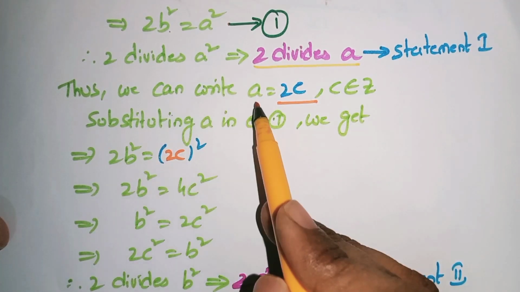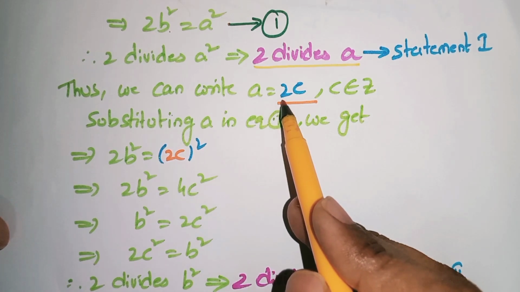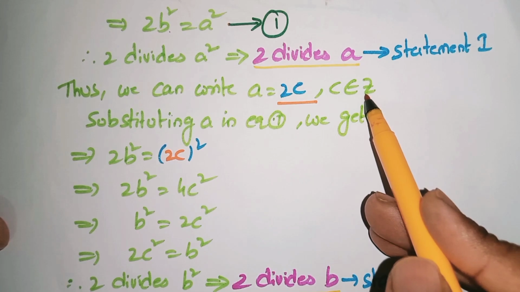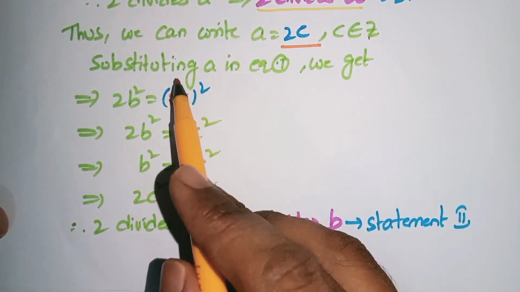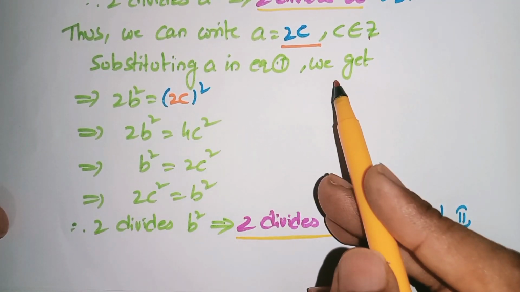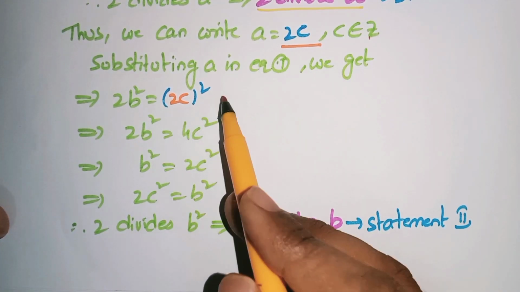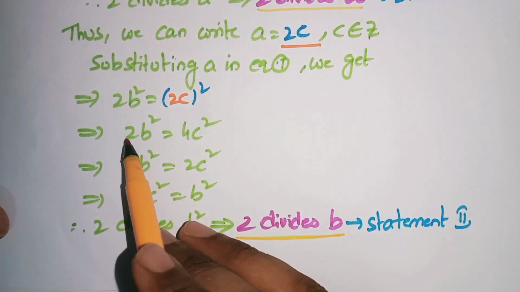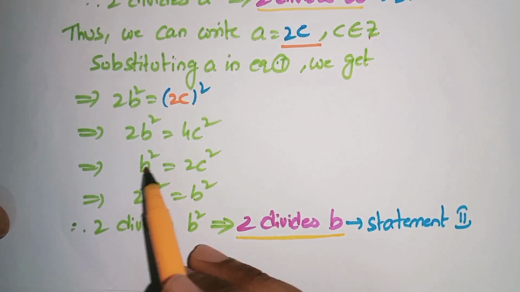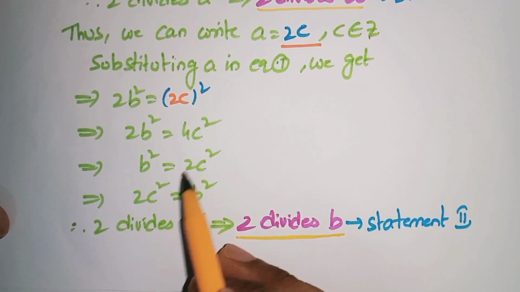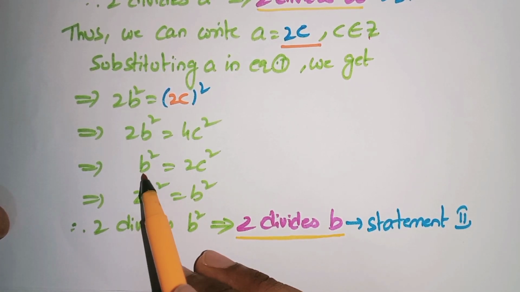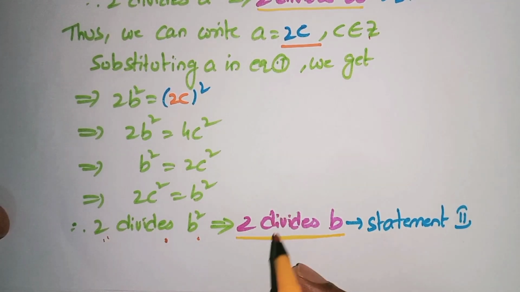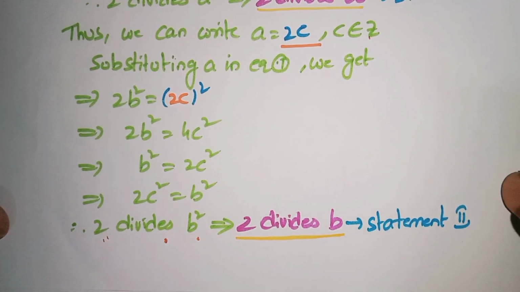Thus, we can express A as 2 into some constant number C, where C belongs to the set of integers. Now substitute A in equation number 1. That implies 2B square equal to 2C whole square, which is given by 2B square equal to 4C square. So B square equal to 2C square. You can rearrange the terms as 2C square equal to B square. Thus, we can conclude 2 divides B square, and hence 2 also divides B. It will be statement number 2.